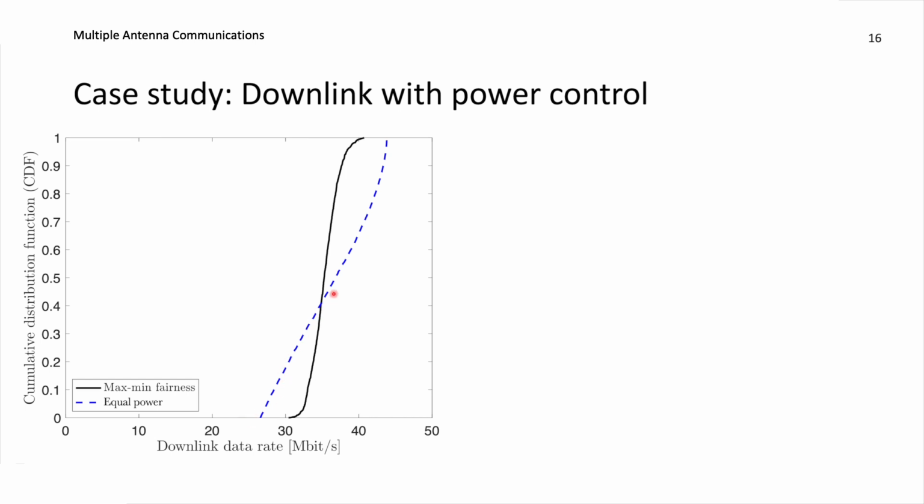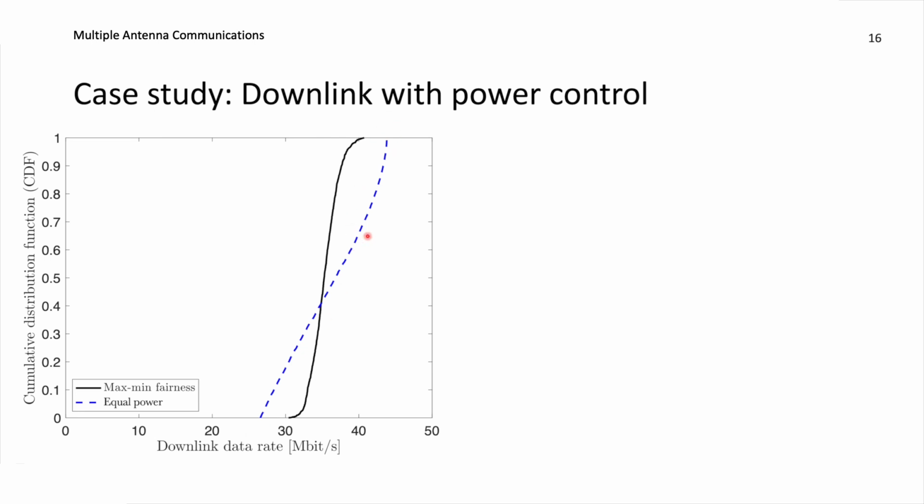Then we have the equal power allocation curve here, the dashed blue curve, and in that case we are taking the power at the base station and we distribute it equally between the users. Everyone gets the same share irrespective of where they are. And then we are getting larger variations in the downlink data rate. It starts at a smaller number and it ends at a larger number. That means that the users that are at the edge of the cell are getting worse performance, and users that are in the center of the cell are getting better performance.